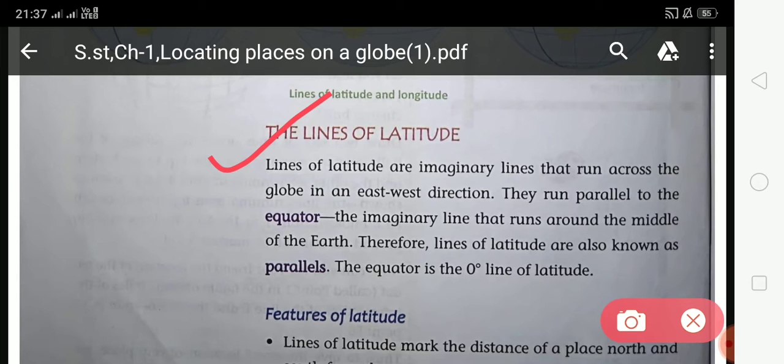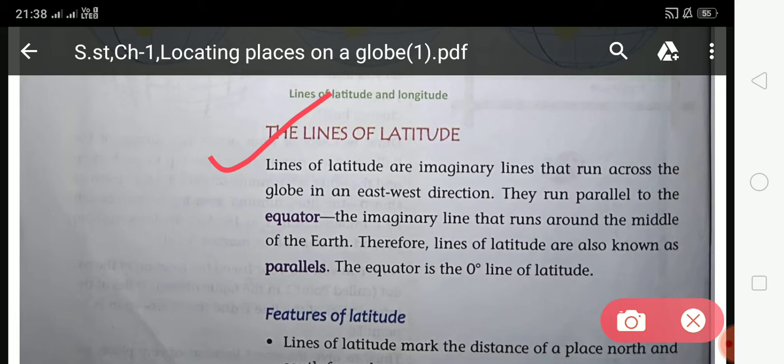Parallel to the equator means the lines run side by side, always keeping the same distance between them. So students, the lines of latitude are parallel to the equator, and the equator is the line that divides the earth into two halves. The first one is the northern hemisphere and the second one is the southern hemisphere. So students, the equator is the imaginary line that runs around the middle of the earth.